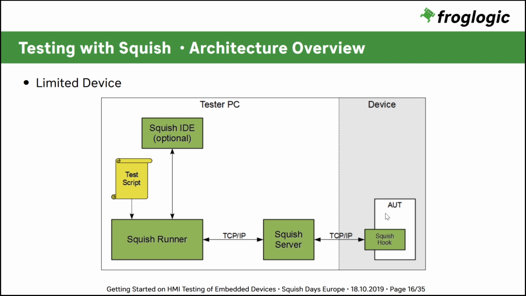And there is a third case, which would be the most limited test case, and that is when you cannot run any kind of external processes on the device. So you simply cannot launch external processes. And for that case, the only thing which is then left is to make the Squish hook a part of your application. So the Squish hook has to be built into the application.